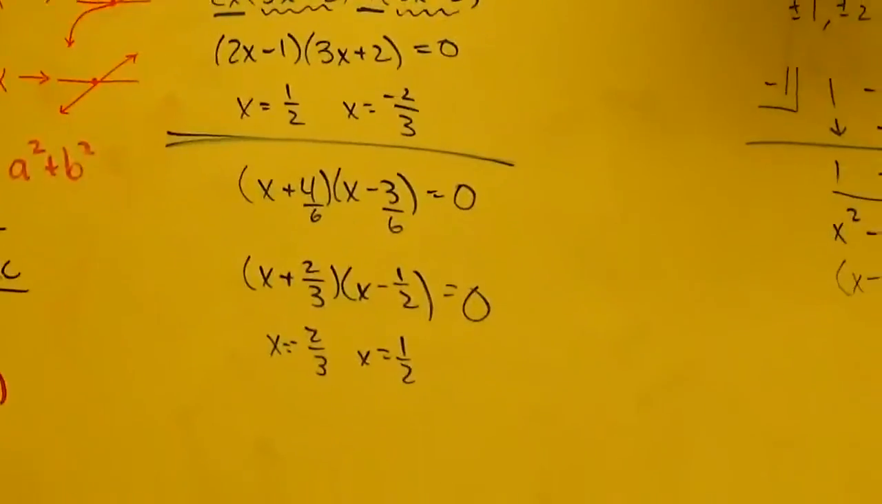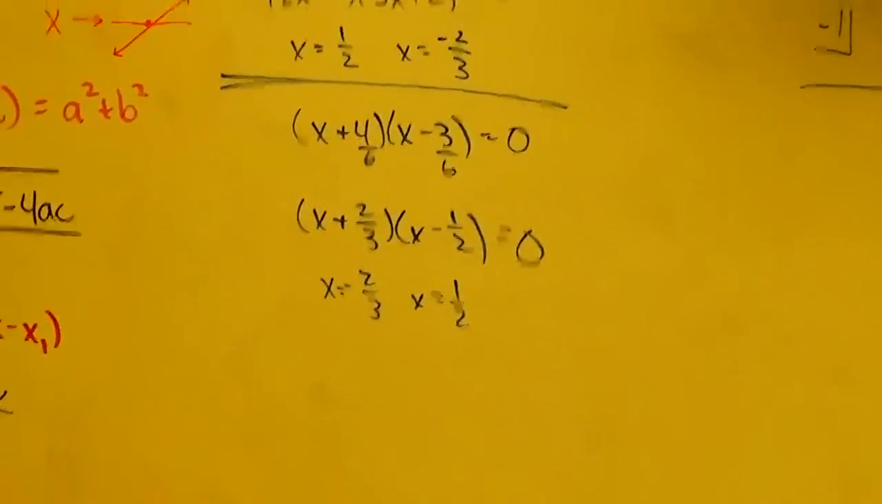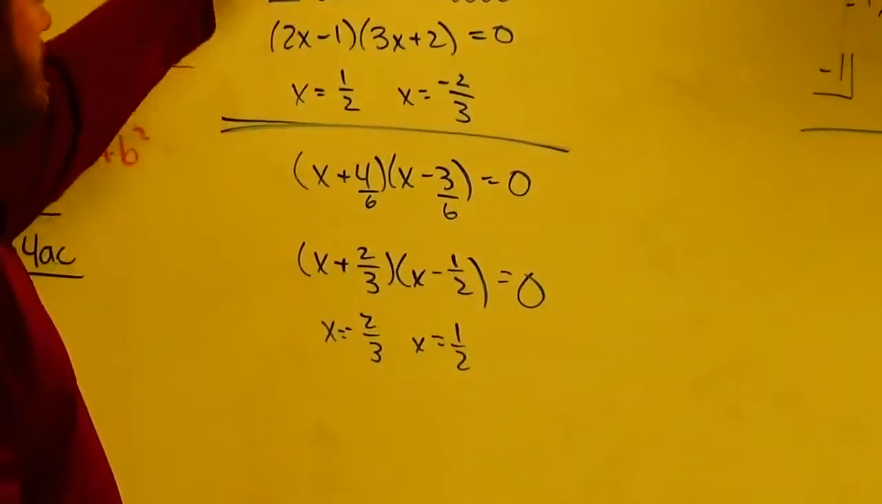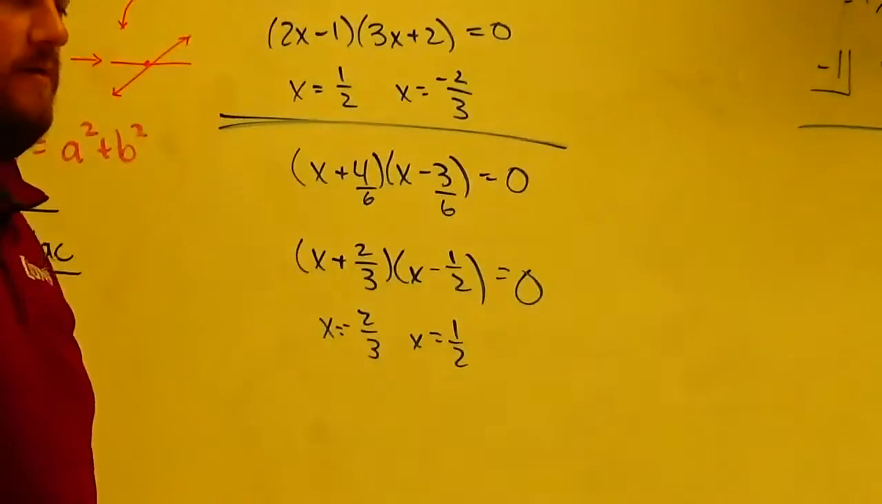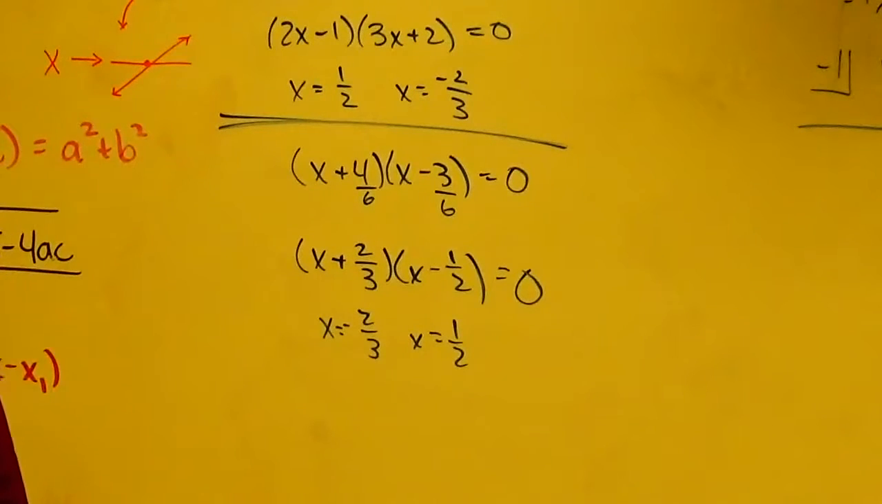The key here is to remember that you have to divide by the number out front, the leading coefficient. Because it goes a lot quicker, you just have to remember the leading coefficient.